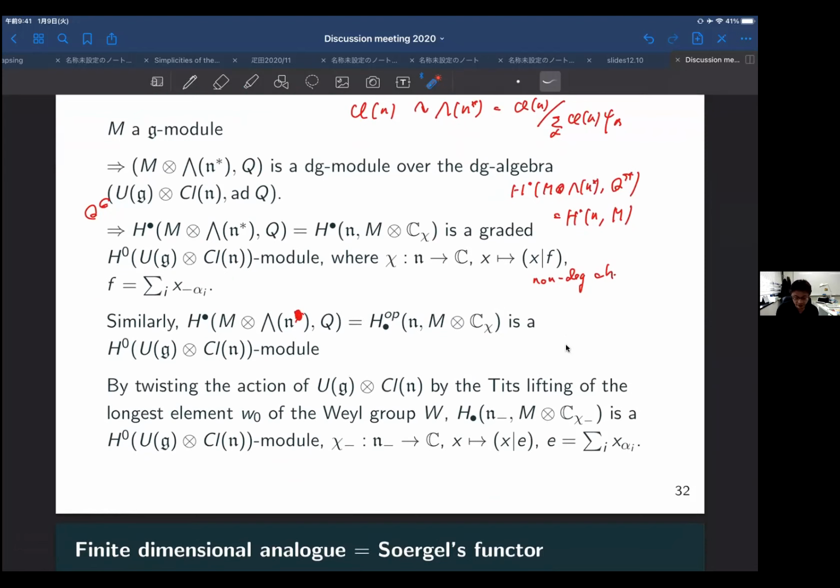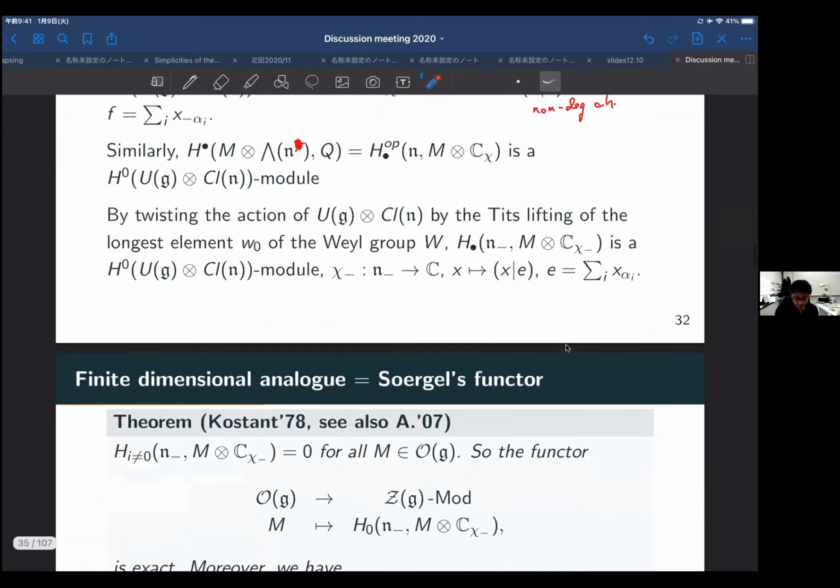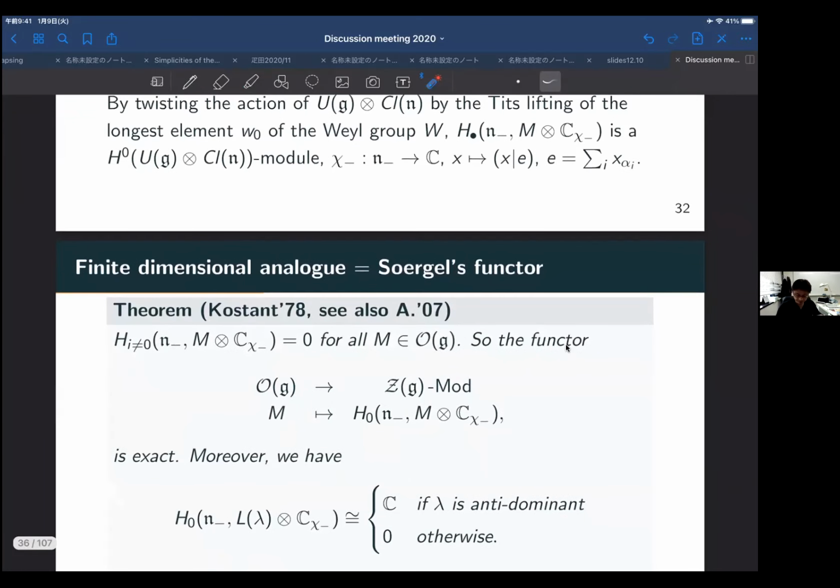This is not essential at all, but I want to change N plus to N minus. By twisting the action of this space by the longest element of the Weyl group, I can change N plus to N minus, and the corresponding character is a non-zero character for N minus. And then you can consider this functor from category O to the category of modules of the center, which is defined by this homology. For this, we have the homology vanishing for any object of category O. So the functor is exact.